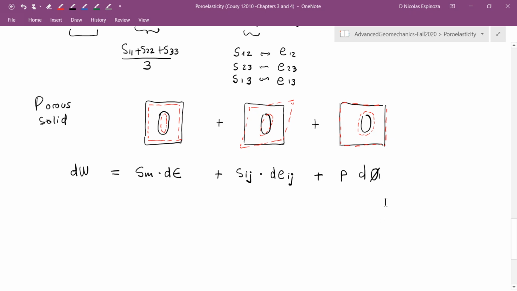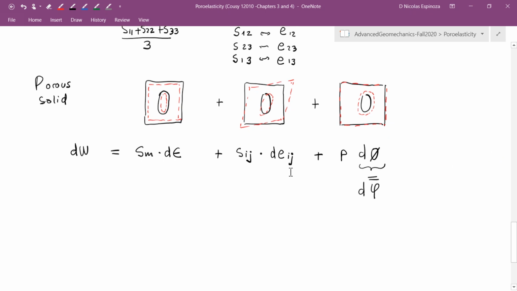All right, so this is the additional term that I needed in order to take into account porosity. Notice that this Lagrangian porosity that we have defined in the previous lecture also can be written in terms of the variation of porosity itself. And that's the one that we're going to use later on, so just let me clarify that these two are going to be the same mathematically, not physically, but mathematically they are going to be the same.